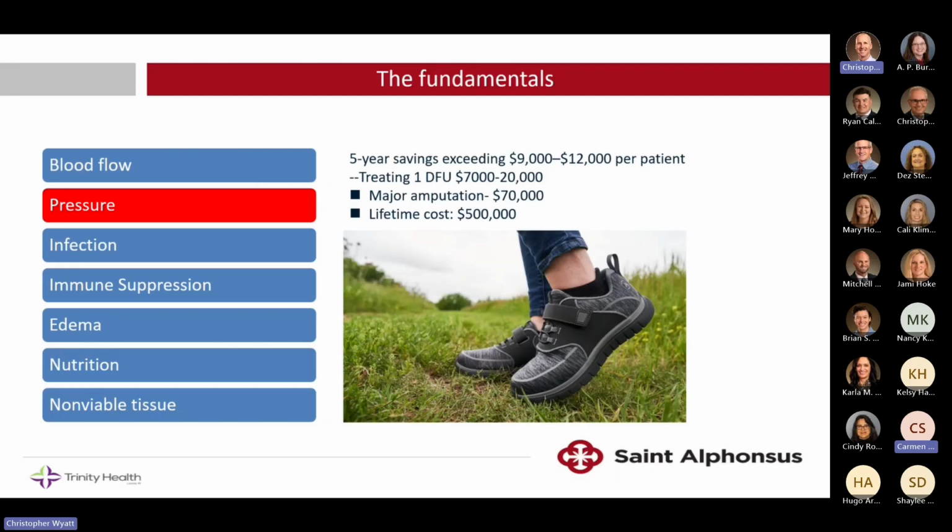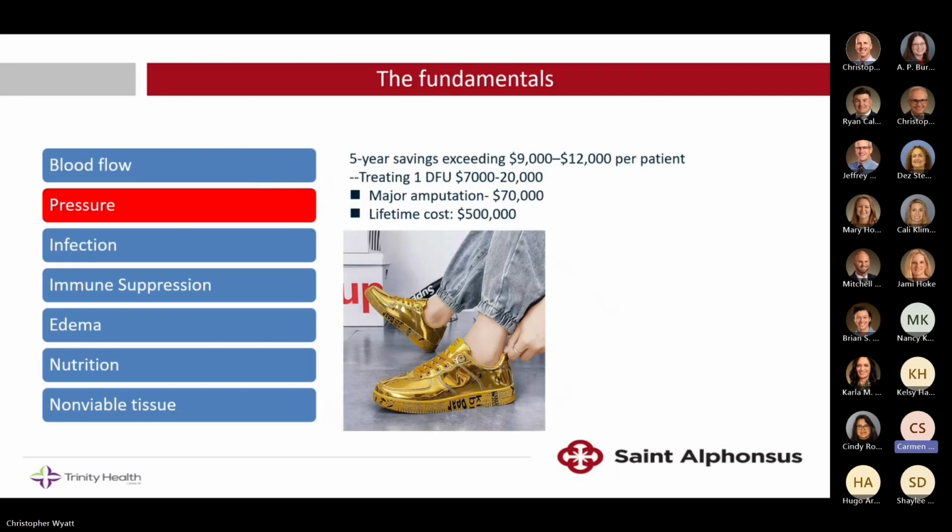So clearly diabetic shoes are worth their weight in gold. And to me, if you want any evidence that these are effective and worth the effort, it's that insurance companies will actually pay for these. They don't want to spend money on anything, but they pay for shoes. So that is evidence that these really do prevent wounds and ultimately reduce healthcare cost.